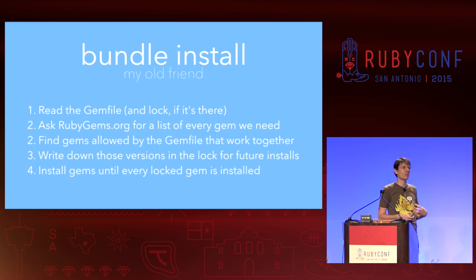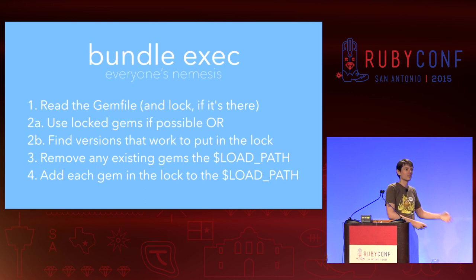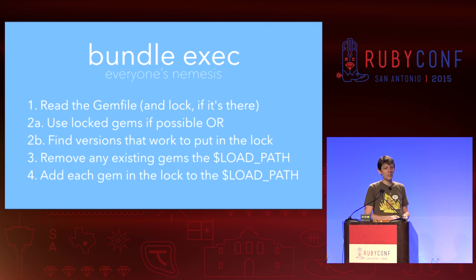the second half of what Bundler does is bundle exec, which basically just says, make sure that the Ruby code that I'm running using bundle exec has access to the exact versions that are written down in the lock file and no other versions. So bundle exec reads the Gemfile and the lock if it's there. It uses the locked gems if it can. If there are versions already installed that will work, then it will make a new lock file on the fly. And then it deletes everything that's in the load path and puts only the gems that match the versions that are in the lock in the load path, and then lets your application do its requires, and everything works out great, we hope.